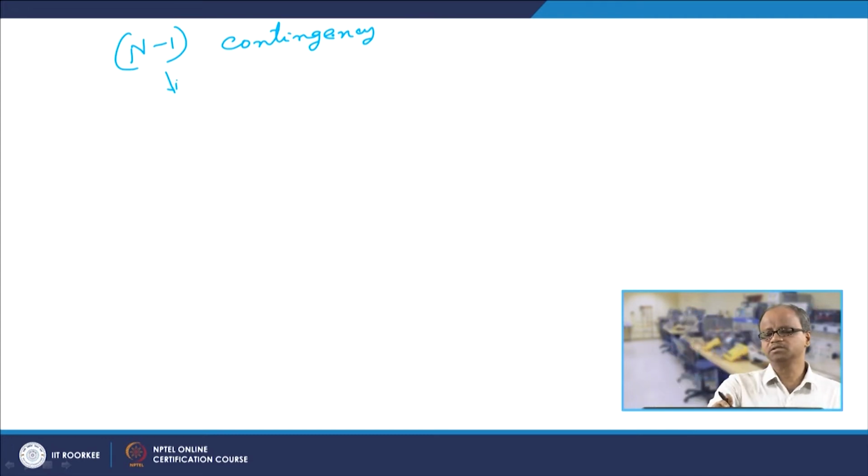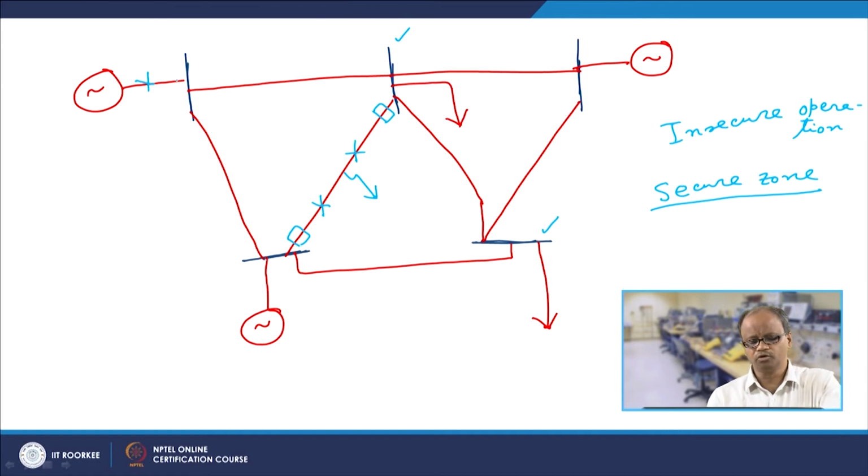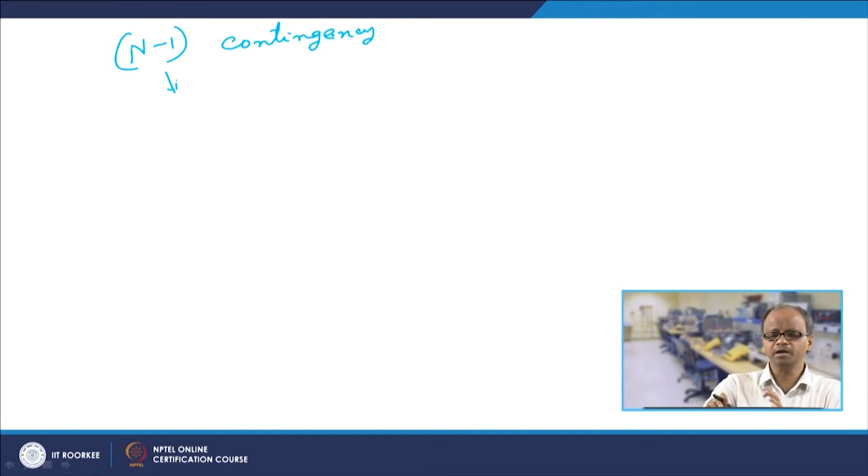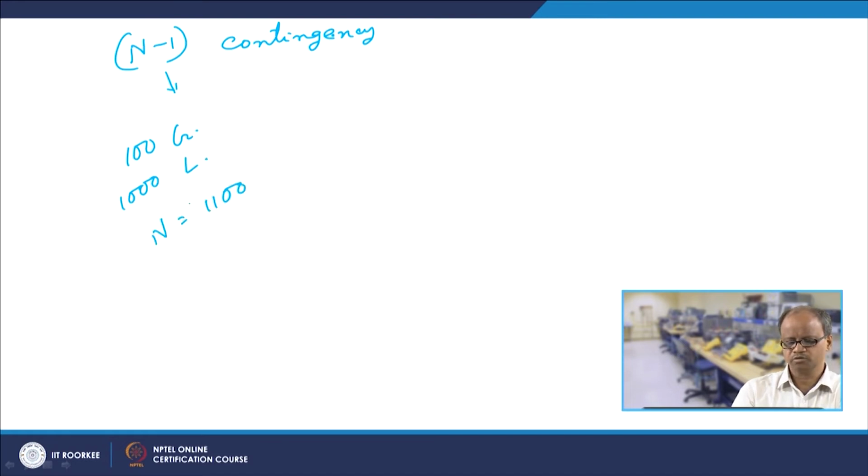Now, in any system n can be very large. For example, let us take a medium sized system with 100 generators and 1000 lines. So n is 1100. If we wish that my system should operate in the secure zone even in the face of N-1 contingency, then what do we have to do?